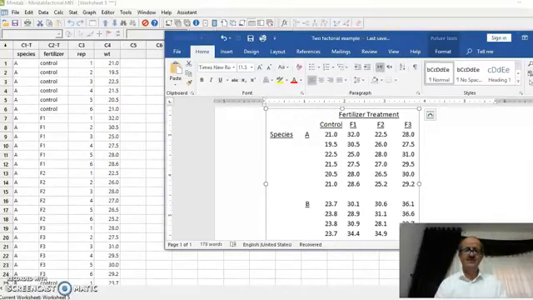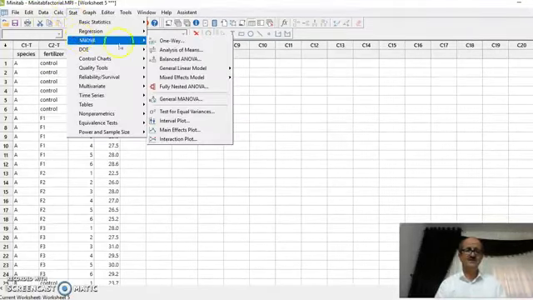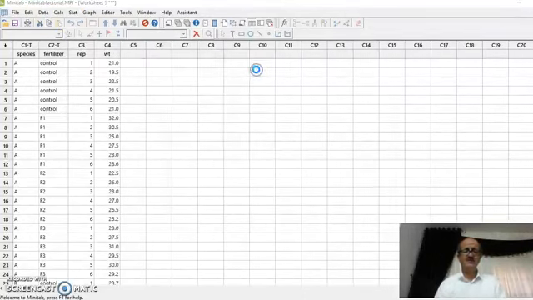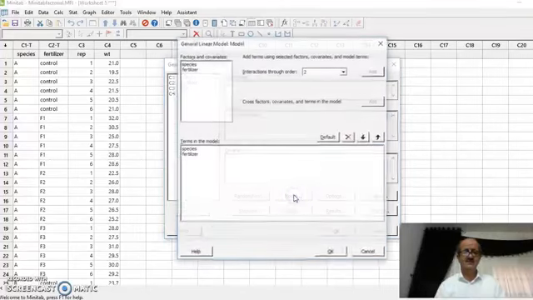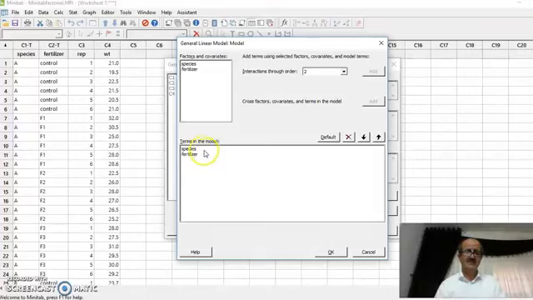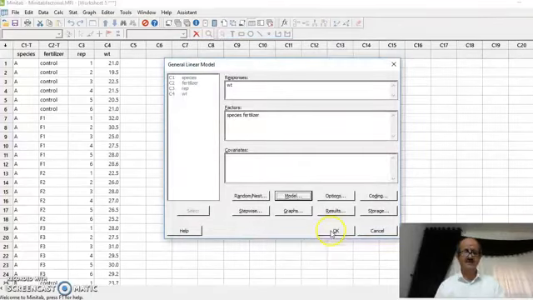Now we'll go for the analysis. Stat, ANOVA, General Linear Model, Fit General Linear Model. Our response variable was the weight. The factors were species and fertilizer. We will check the model. The terms in the model are the two factors, but the interaction was not here. So we have to enter the interaction by marking the two factors and adding the interaction. So now we have it in the model. Okay.